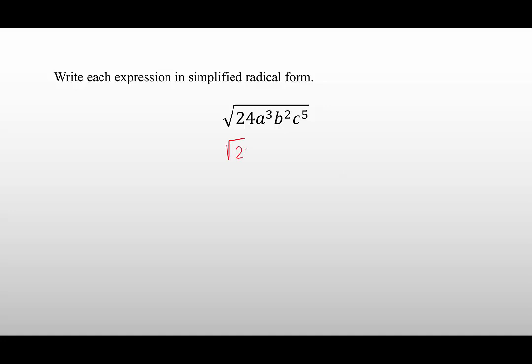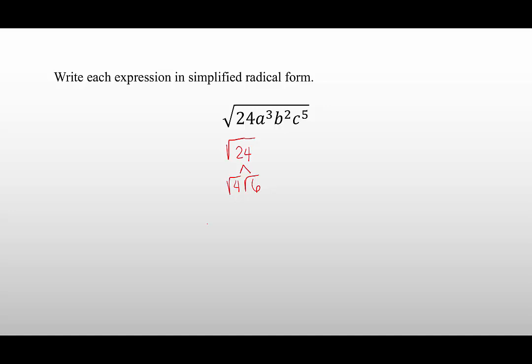The square root of 24. What is a perfect square factor of 24? Can you think of one? Well, let's see, 4. Yeah, 4 goes into 24. 9 doesn't. 16 is too big, so 4 it is. So we can think about 24 as 4 times 6. Now notice that I'm picking different factors here because this time we're looking for perfect squares, whereas in the previous example we were looking for perfect cubes.